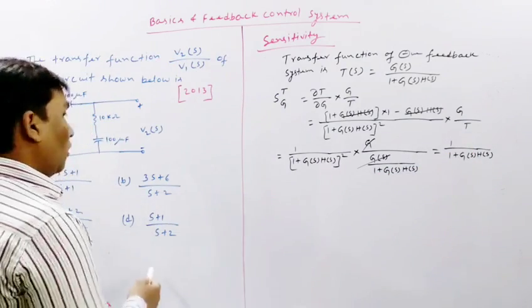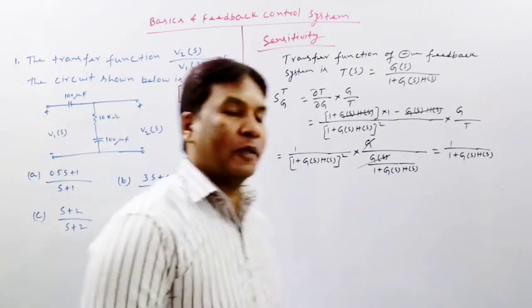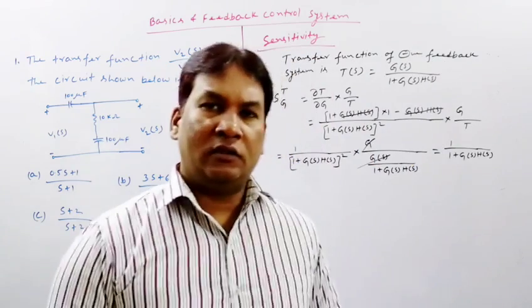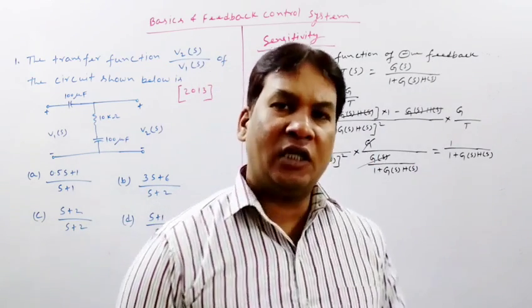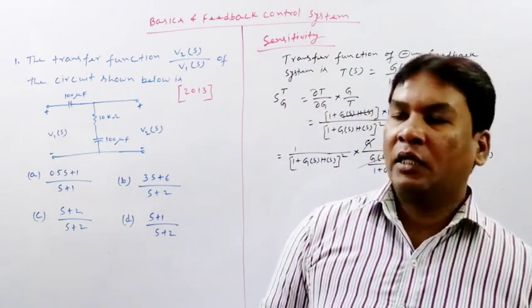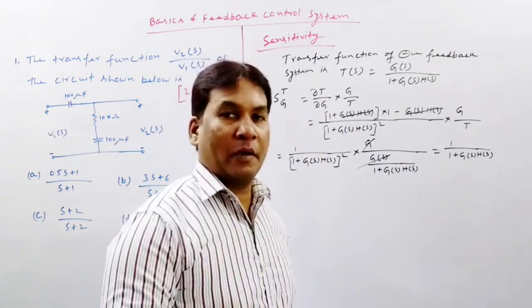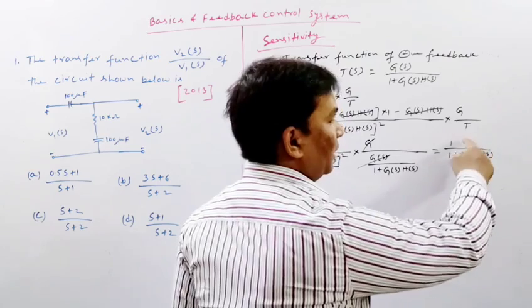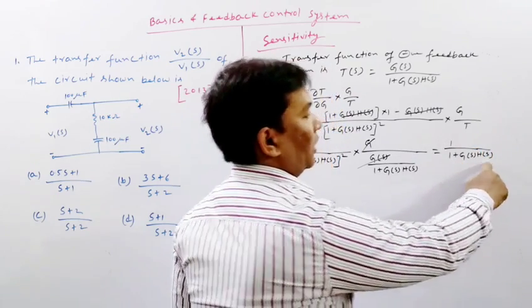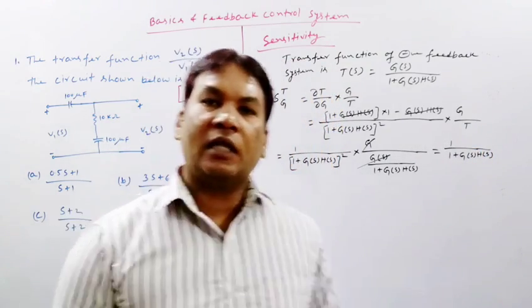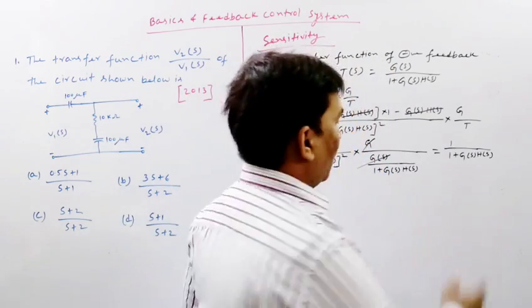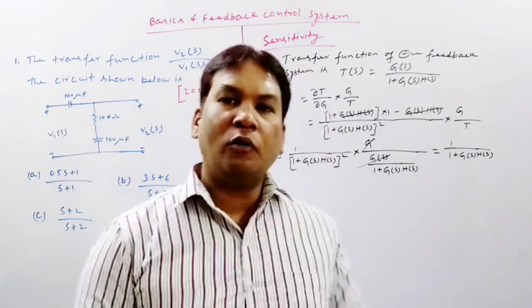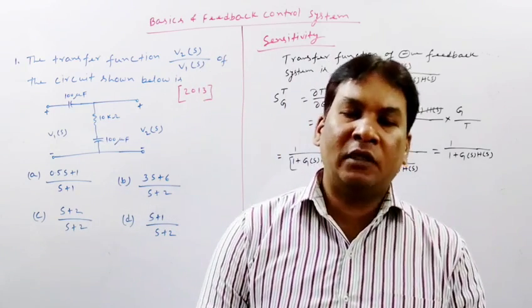But before that, in the open loop system, what was the transfer function? It was G(s) itself, and the sensitivity of that transfer function with respect to G will be 1. Now we are getting the sensitivity as 1 divided by 1 + G(s)H(s). So clearly we can see that the sensitivity got reduced by the factor 1 by 1 + G(s)H(s), because for the open loop system the sensitivity was 1.